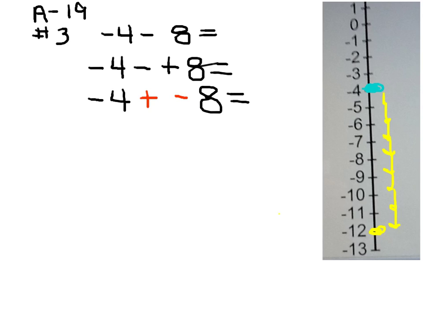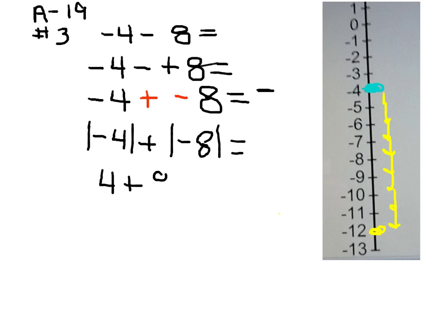So now I have an addition problem, and they have the same sign. So I keep their sign, so I know my answer is, in fact, negative, right? So that's what I know so far. And since they both are negative, they have the same sign, I know I'm going to add their absolute values. So that's going to give me the absolute value of -4 plus the absolute value of -8. And once again, that gives me 4 plus 8, which we all know is 12. So my answer is -12, and that gives me the same answer I got graphically.